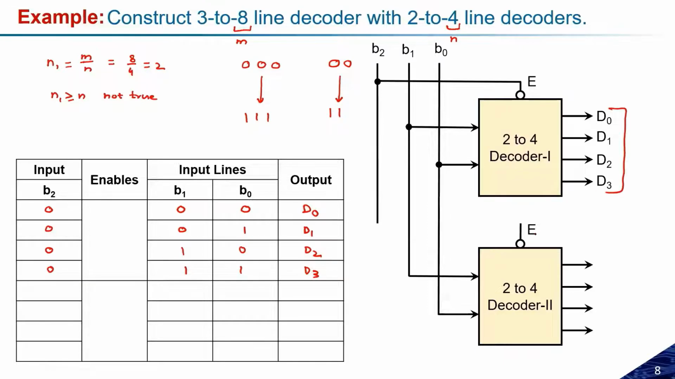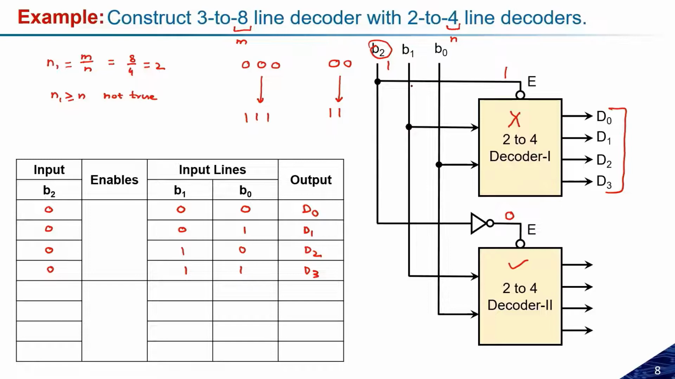enable the second decoder. So to enable the second decoder, we can simply make a complement. Once this B2 becomes 1, I will get 0 over here, 1 over here. That will deactivate the first decoder, but it will activate the second decoder. So B2 equal to 1 will deactivate the first decoder, and that will activate the second decoder.